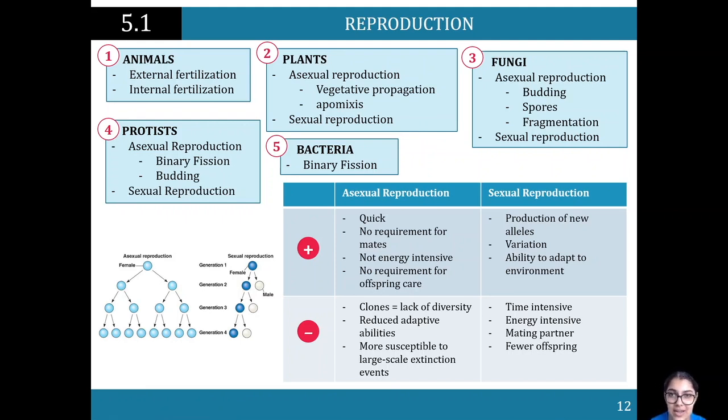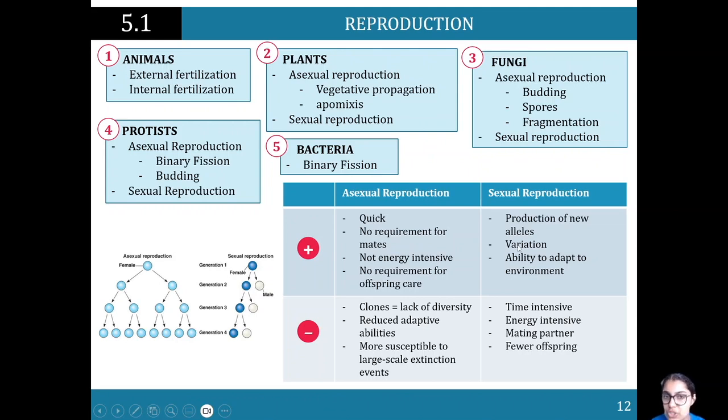We did that in the last lecture series, so maybe check that out. But yeah, I'll just quickly go through some advantages and disadvantages very quickly. So the advantages of asexual reproduction are that it's quick, there isn't a requirement for mates, it isn't an energy intensive process, nor is there a requirement to care for the offspring.